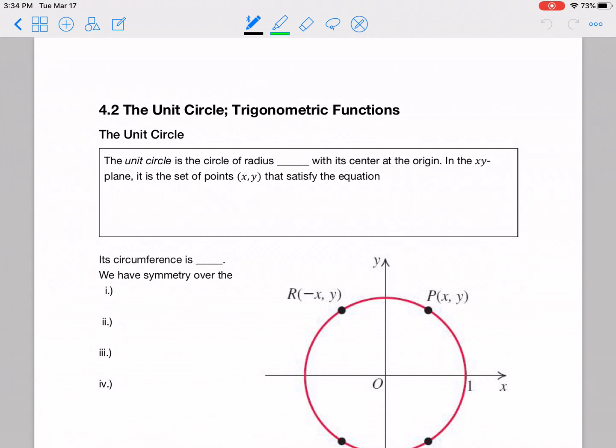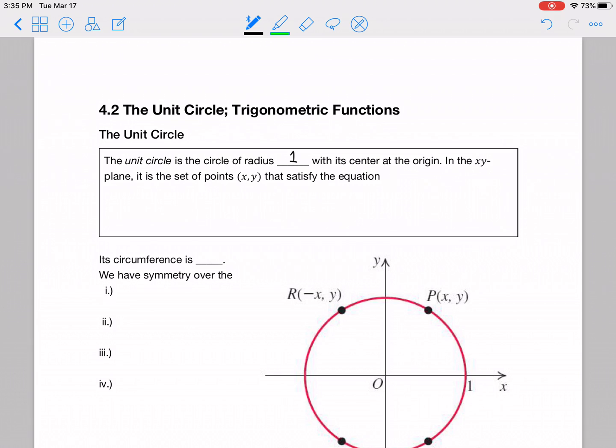All right, so we're going to start on 4.2 here, the unit circle and other trigonometric functions. Basically, the unit circle is, we're going to define this as a circle with a radius of 1. If you're thinking 1 what, like 1 centimeter, 1 meter, 1 mile, 1 cubit, whatever, it really doesn't matter. Whatever we're measuring in, this has a radius of 1. It's going to have its center at the origin, and it's going to be in the xy plane.